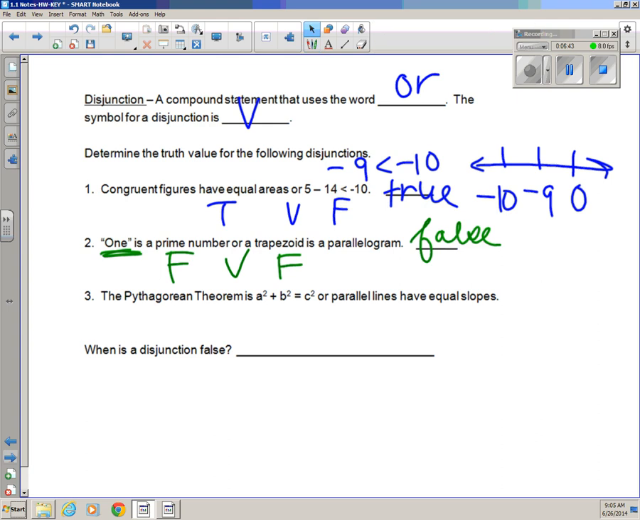How about this next one, Pythagorean theorem? You should have learned this last year in Algebra 1. A squared plus b squared equals c squared. You should know that that's true. Or, do parallel lines have equal slopes? Something else you should have talked about in algebra last year. If the lines never touch, their slopes have to be the same. So this one is true. So true or true definitely has to come out to be true. So if you look up here and they ask the question of when a disjunction is false, a disjunction is only going to be false when both statements are false.